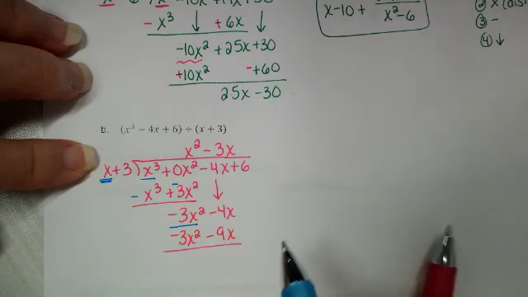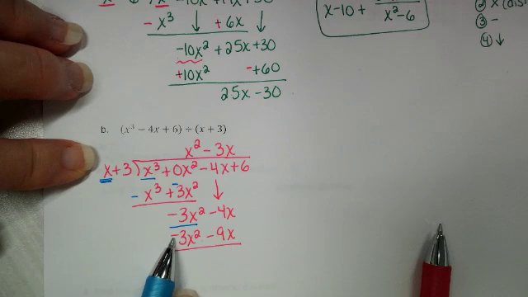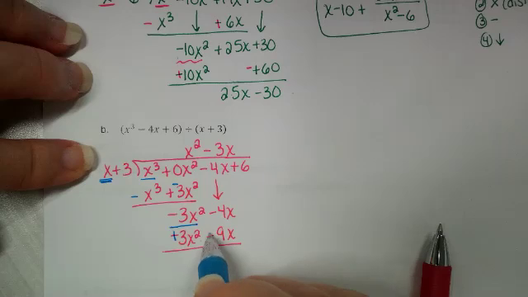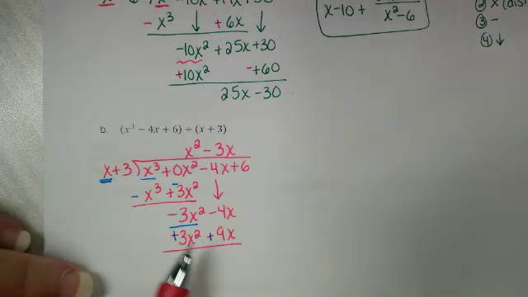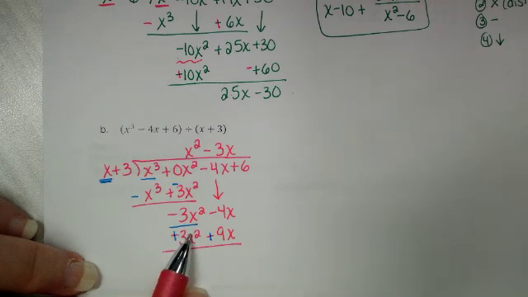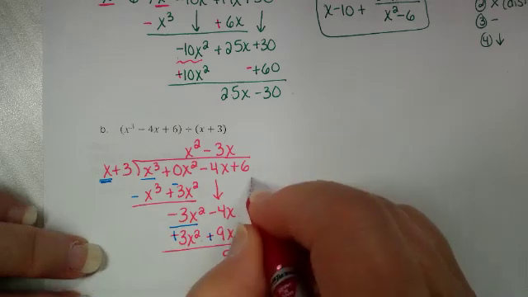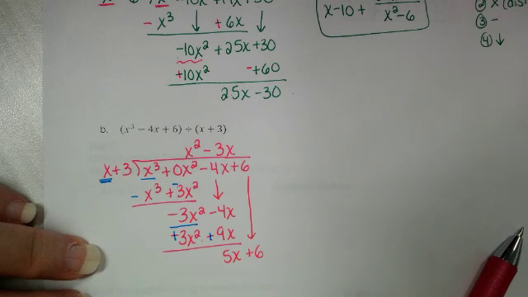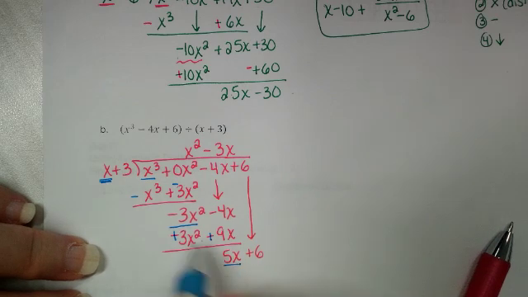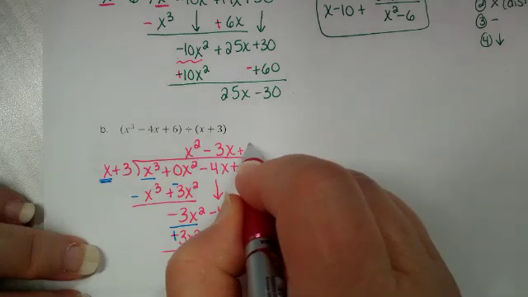And now we subtract. So when we subtract negative 3, it's plus. When we subtract negative 9, it's plus. The subtraction step, you just change all the signs. Negative 3x squared plus 3x squared cancels. This gives me 5x. Bring down the 6. So now we divide 5x divided by x and get plus 5.